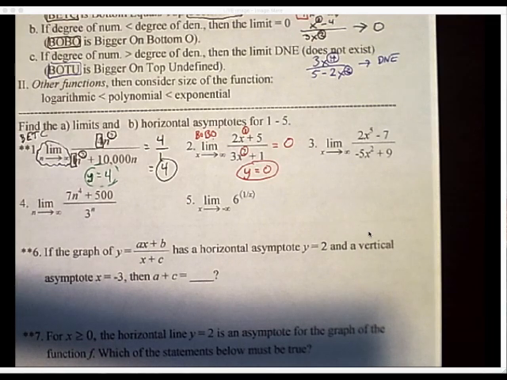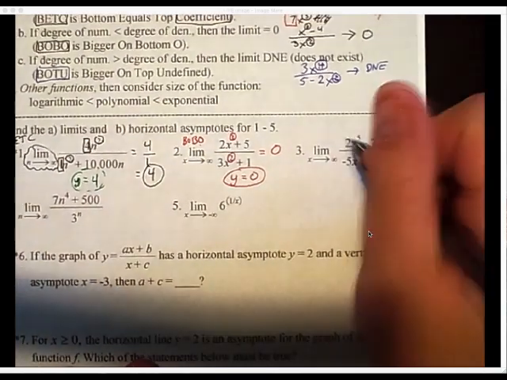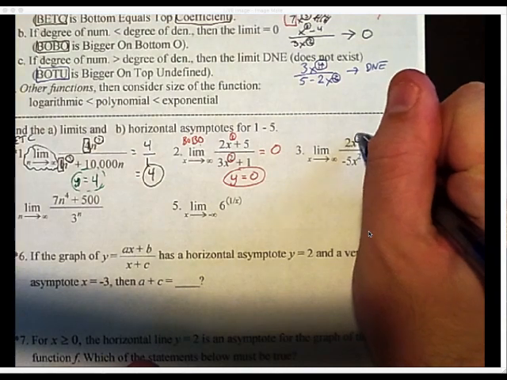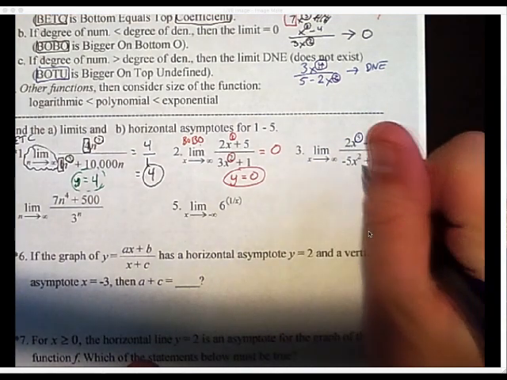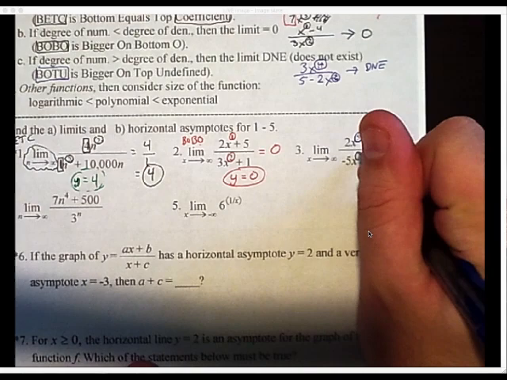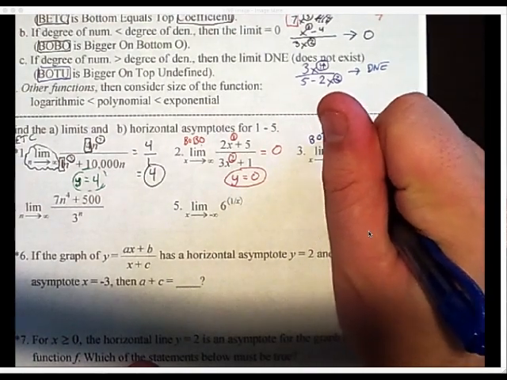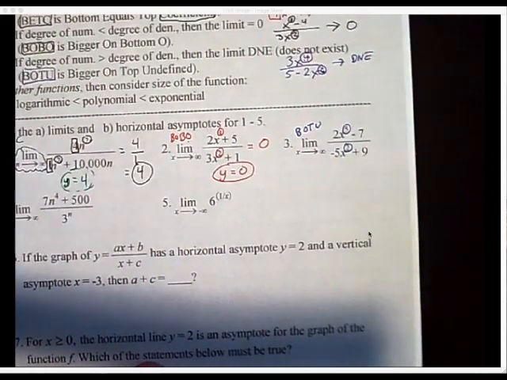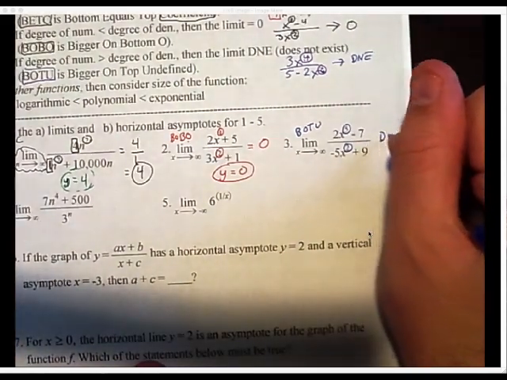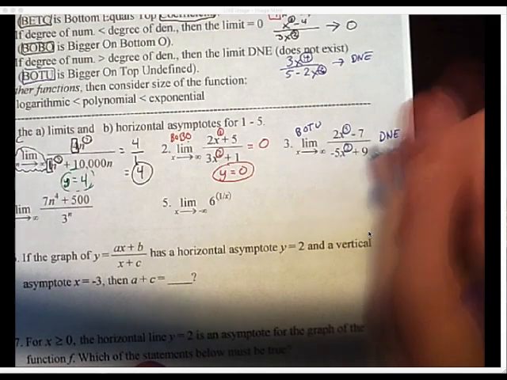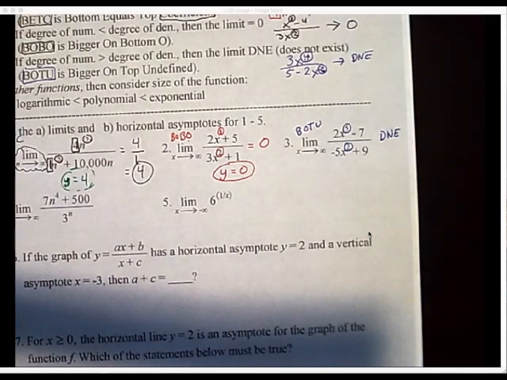All right, and let's do number 3. The highest power of x in the numerator is 5. The highest power of x in the denominator is 2. So here it's bigger on top. When it's bigger on top, then the limit's undefined. So we would say the limit does not exist. Okay. Limit does not exist.